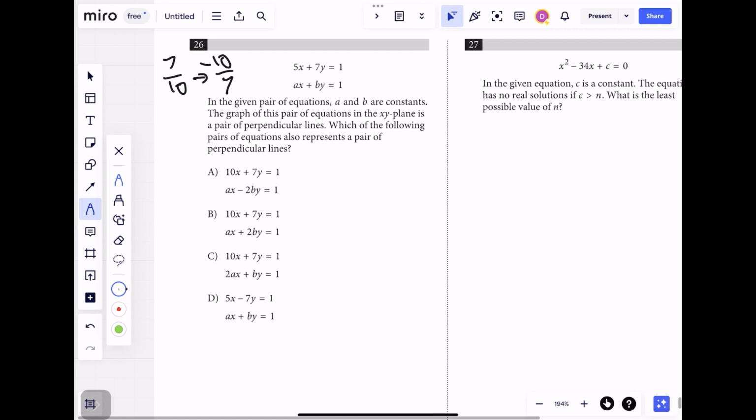So it's going to be y equals negative 5 over 7 x plus 1. Oops, I forgot to add the x. And this one's going to turn to y equals negative a over b x plus 1. Okay, so it's saying that they're perpendicular lines. So we know that 5 over 7, the reciprocal of that is going to be the perpendicular slope. So that's going to be 7 over 5.